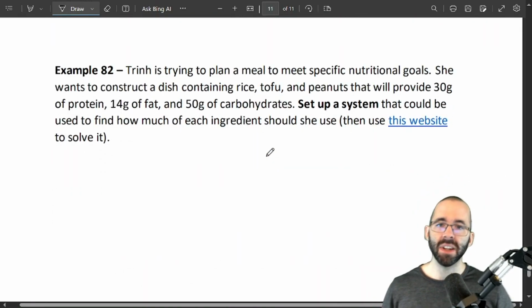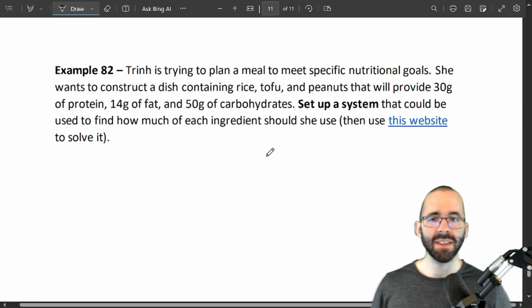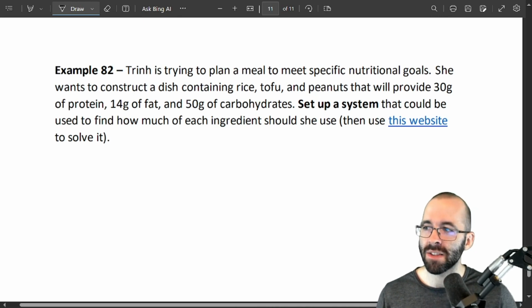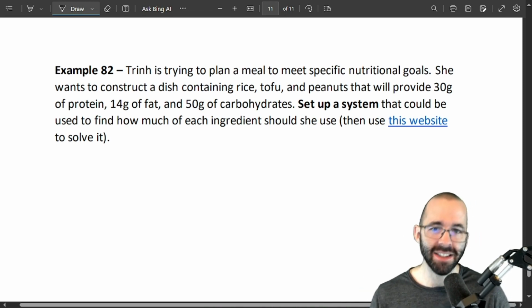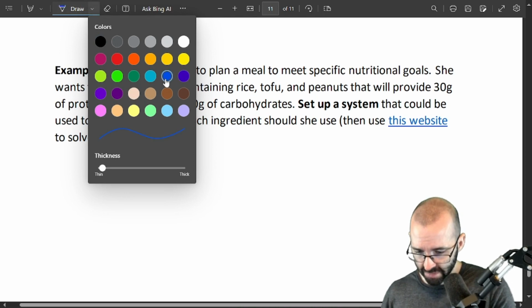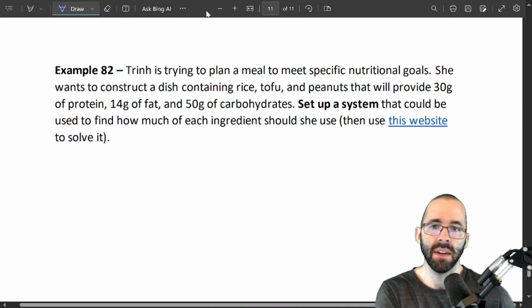All right, we got example 82, similar. But this one, I just want you to set up a system, and then I'm saying you can use a computer to solve it. It's a 3x3 system if you want more practice. If you want to just do it, then you could and get some extra practice. But I'm going to be using a computer to save you some time. We won't solve too many 3x3 systems, only a couple.